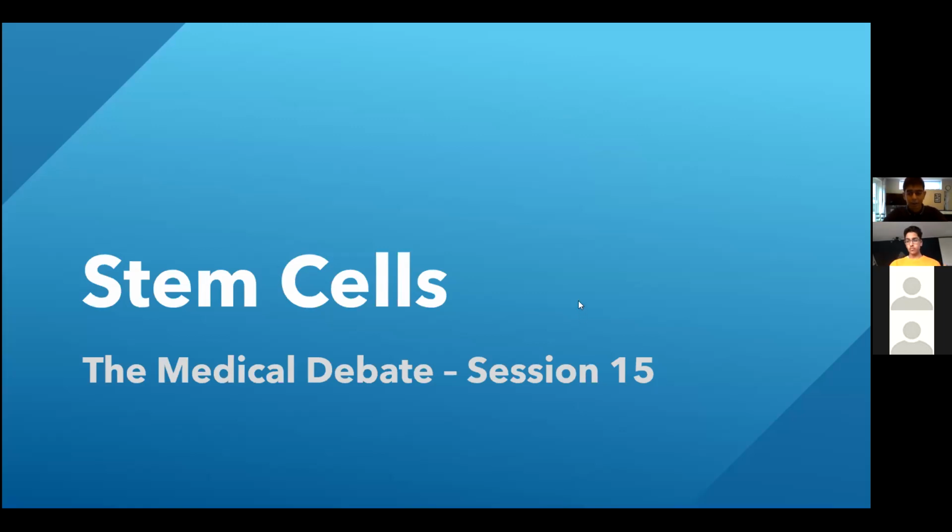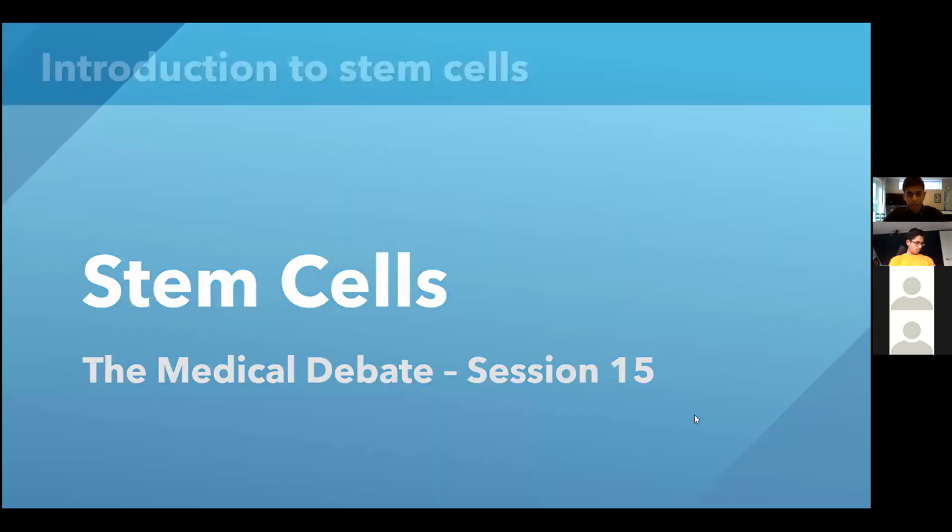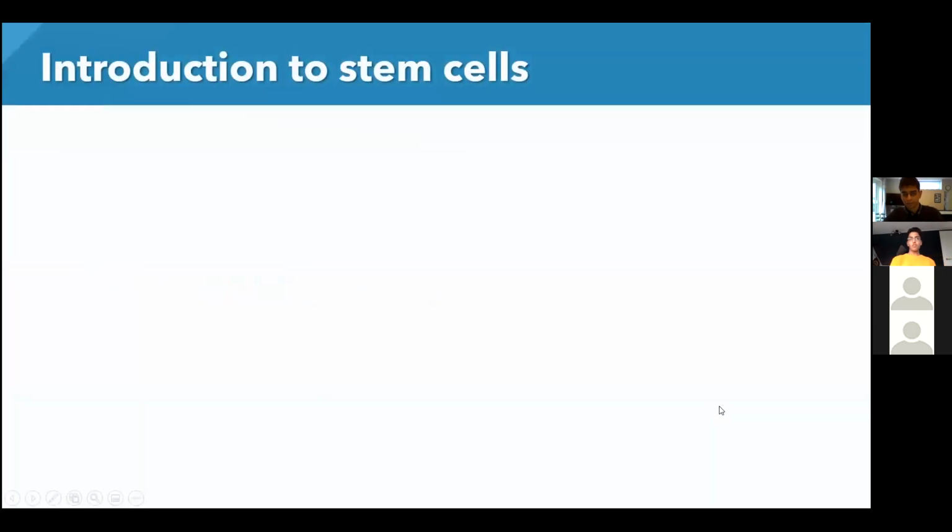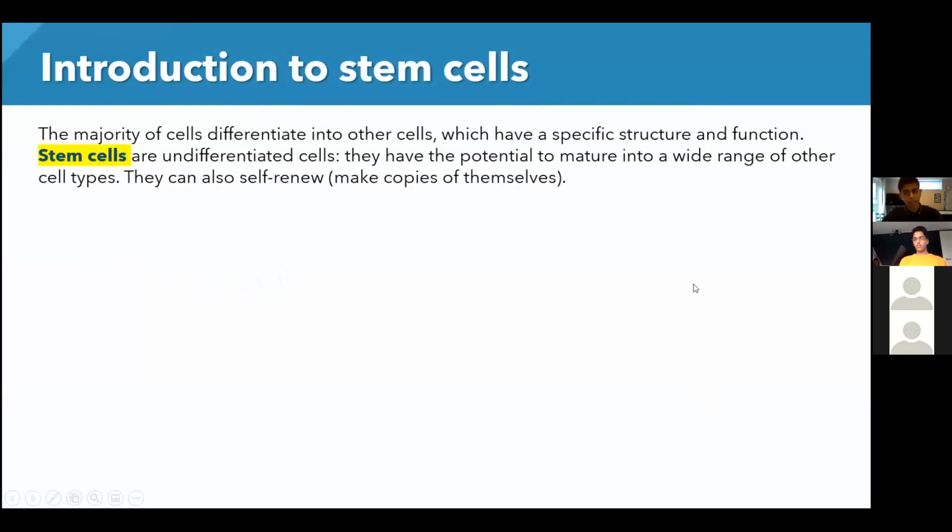And today we're going to be talking about stem cells and some of the ethical issues surrounding those. So first of all, we're just going to introduce you to stem cells and discuss the different types of them. I'm sure most of you are already familiar with the main types of stem cells, but we'll just go over it. The majority of cells differentiate into other cells which have a specific structure and function. And stem cells are undifferentiated cells, so they have the potential to mature into a wide range of different cell types. Another property of stem cells is that they can self-renew or make copies of themselves.